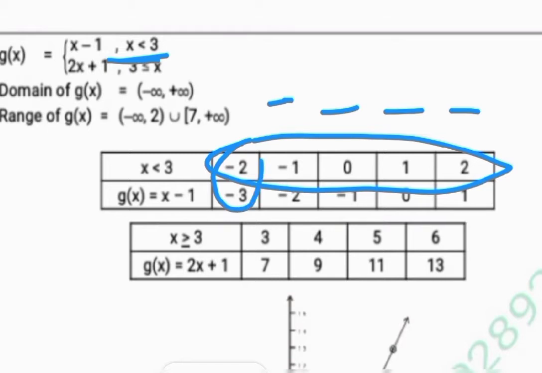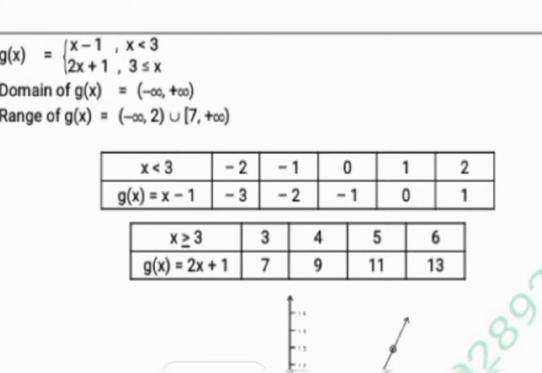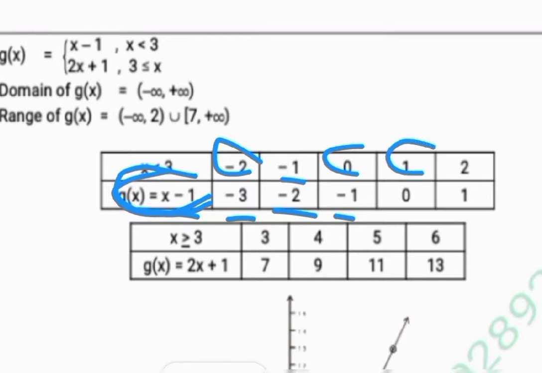As I've told you earlier, you can put a lot of values, you will get a better explanation about domain and range, and you will get a better graph. Now if we put some values in this function, if we put -2 here, answer is -3. If we put -1 here, answer will be -2. If we put 0 in this function, we will get -1. If we put 1, answer will be 0. If we put 2, answer will be 1.